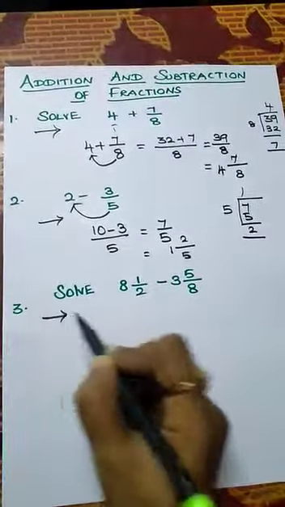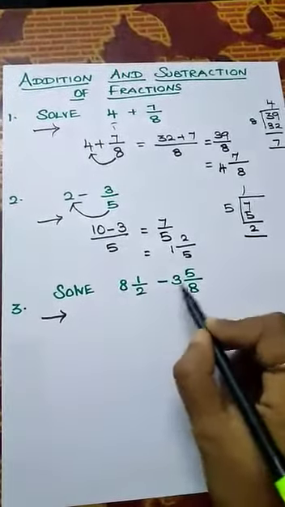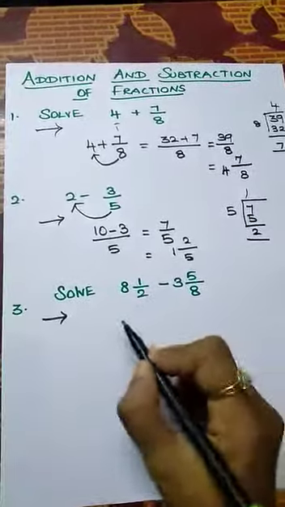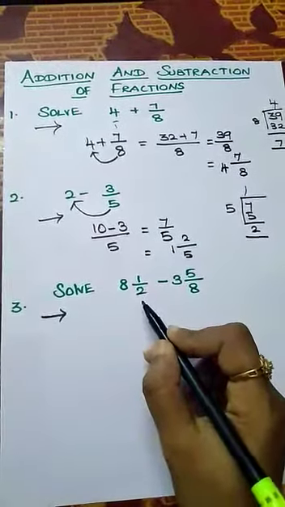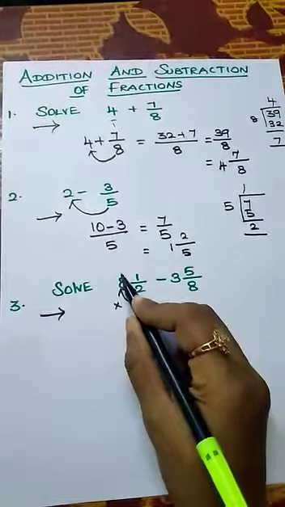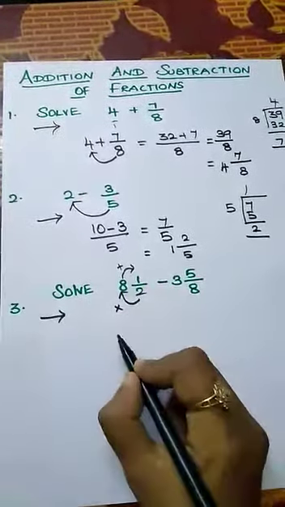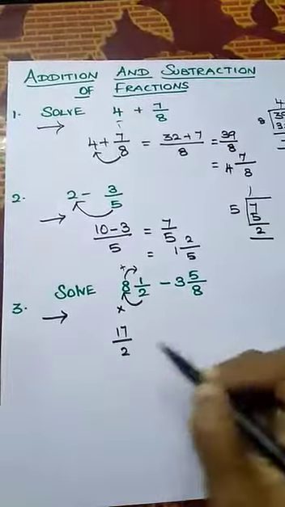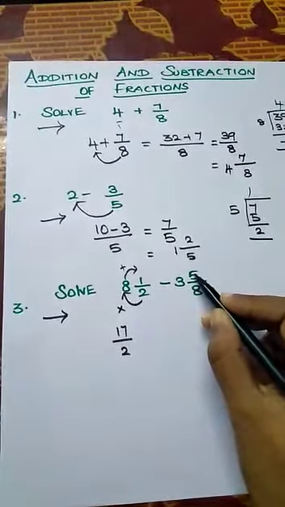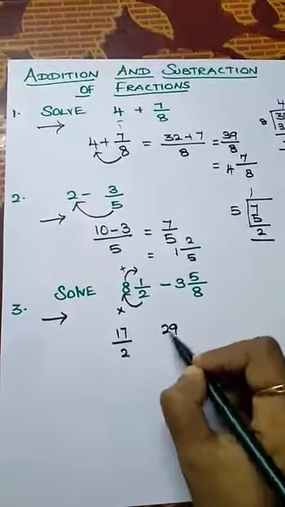Next problem. Solve 8 into 1 by 2 minus 3 into 5 by 8. Actually, the given fractions are mixed type only. So, first we have to convert them into improper fractions. Multiply the value. 8 2s are 16. 16 plus 1, 17. So, 17 by 2. Next, 8 3s are 24. 24 plus 5, 29. 29 by 8.